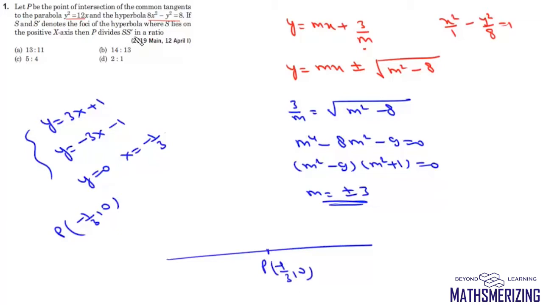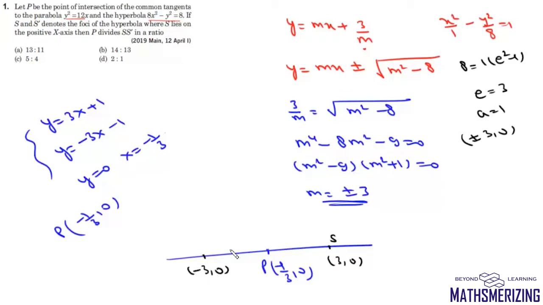Now we need to find S and S dash, which are foci of this hyperbola. For this hyperbola, first we'll find eccentricity. So we know that b square is a square into e square minus 1. Value of e here is 3 and a is simply 1. So foci are at plus minus ae comma 0, so it will be plus minus 3 comma 0. So one of the foci is at 3 comma 0 and the other one is minus 3 comma 0. S lies on positive x-axis and S dash will be on negative x-axis.